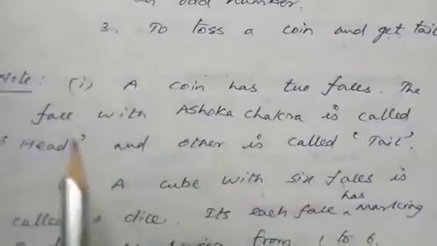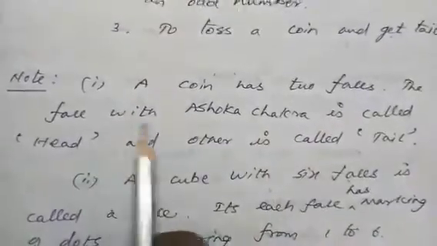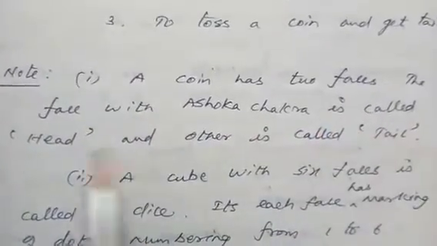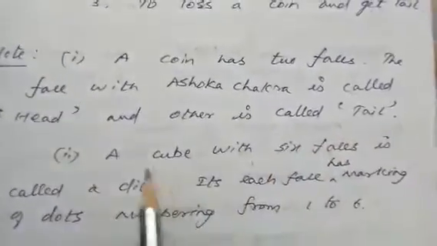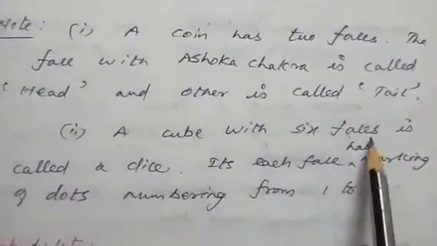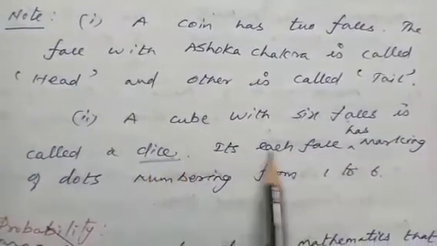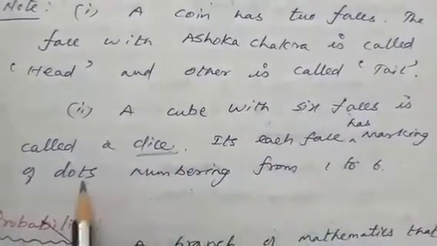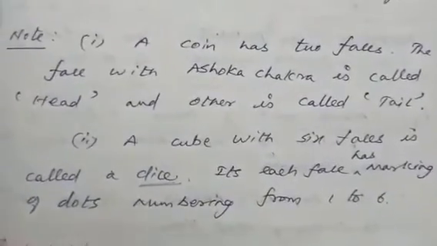Now note, a coin has two faces. The face with Ashoka Chakra is called a head and the other is called a tail. A cube with 6 faces is called a dice. Its faces have markings of dots numbering from 1 to 6.